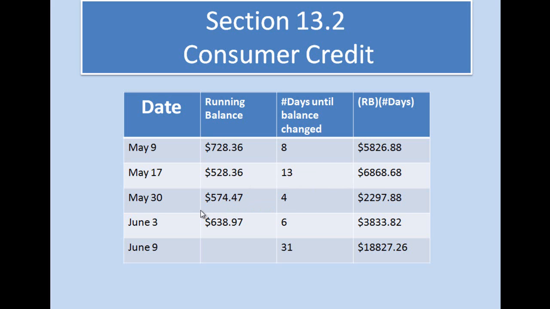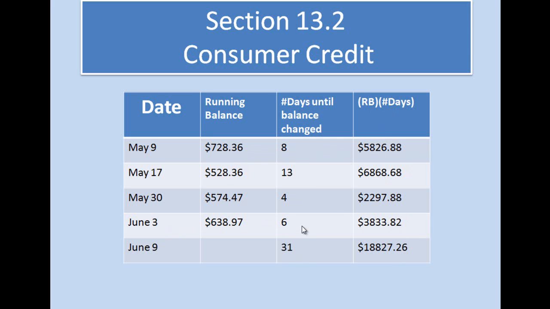Okay, now on May 30 is the dinner. On June 3rd is the theater tickets, and the duration between 30 and 3 is 4 days, and the duration between 9 and 3 is 6 days. You always multiply this cell times this cell, and you get the running balance multiplied by the number of days. Finally, you add this column and you add this column.